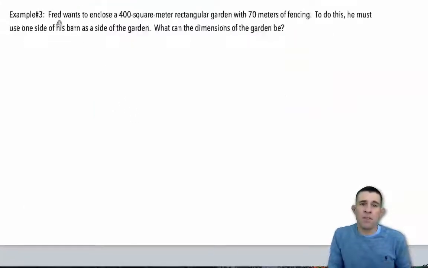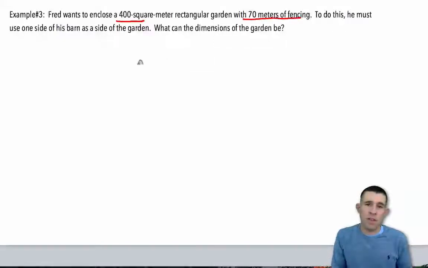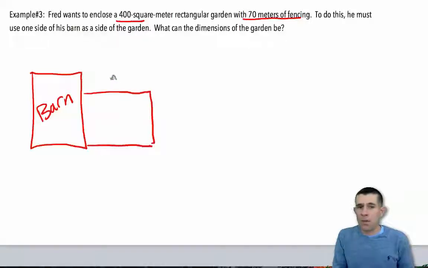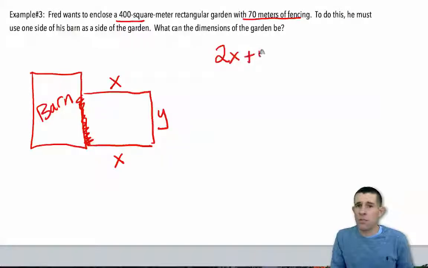In example 3, we see that Fred wants to enclose a 400 square meter rectangular garden with 70 meters of fencing. Now, in order to do this, it says he's going to use the side of his barn as one of the dimensions of his rectangular garden. So we're going to draw an aerial view here. Here's his barn, and let's say this is his garden coming off the side of that barn. We don't know what the dimensions are, so we're going to label them x and y, and we know on the other side here will be x as well. Now, we don't need to label this side because that's the barn, and that won't consist of any fencing. So the perimeter all the way around is the addition of the two x's plus the y, and I know that that perimeter must add up to equal 70 meters.